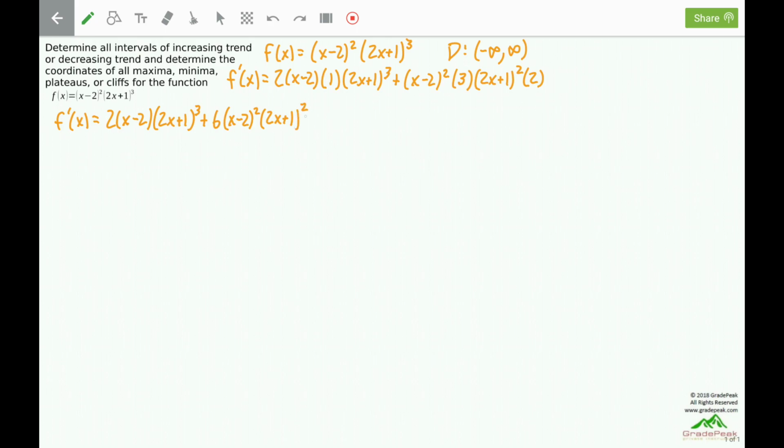squared. We can now factor out a common factor of 2, as well as x minus 2 to the lowest power. It's to the first power and to the second power. We can factor it out to the first power. And a 2x plus 1 to the lowest power, we have it to the power of 3 and power of 2, and factor out the lowest, which is the power of 2. If we take all of this out, it takes away the 2, the x minus 2, and 2 of the 3 powers, and it will leave behind a 2x plus 1 for the first term.